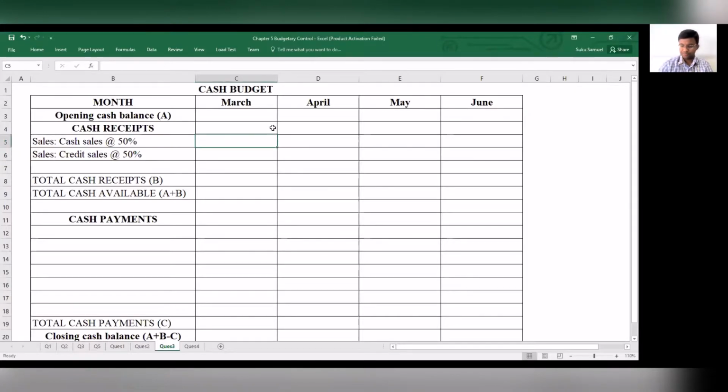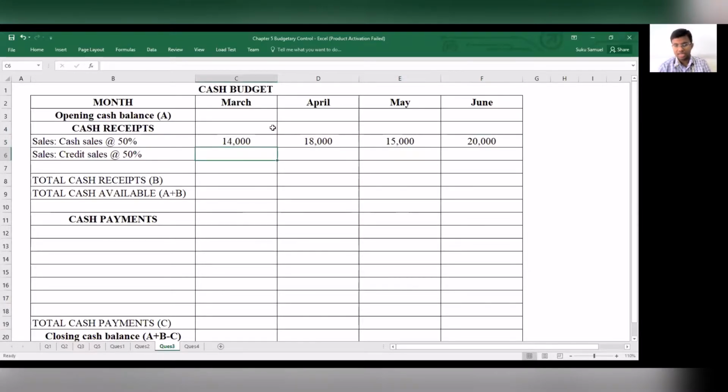Now in the month of March, your sales is 28,000. So 50% of 28,000, you will be settling in the same month, which will be 14,000. In the month of April, the sale is 36,000, and out of this 36,000, you will be settling in the same month 18,000. May, it is 30,000. Of 30,000, 50% you're settling in the same month, and similarly for June. June, it is 40,000, and 50% of this 40,000 you will be settling in the same month, which makes it 20,000.